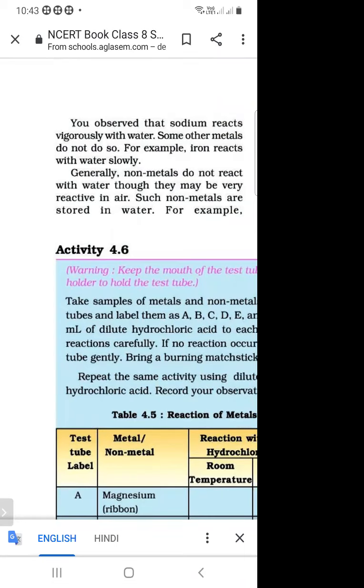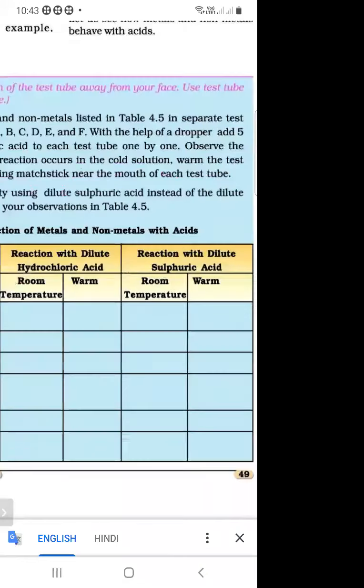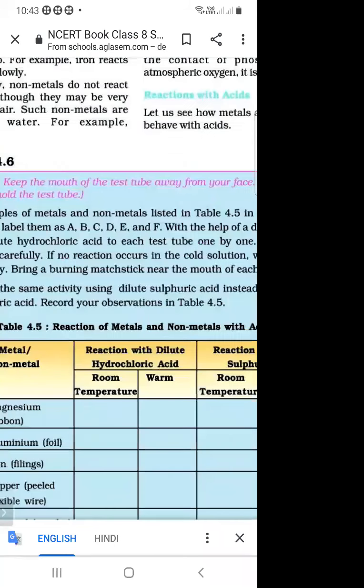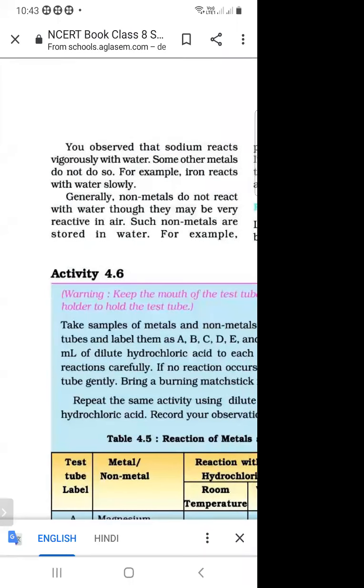For example, when iron reacts with water, the reaction is very slow. And when sodium reacts with water, it is a very vigorous reaction. So not all metals react with water in the same way: some react vigorously and some react very slowly. Generally, non-metals do not react with water. All metals react, but non-metals do not react with water.